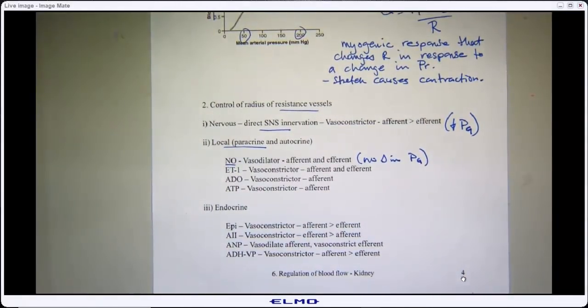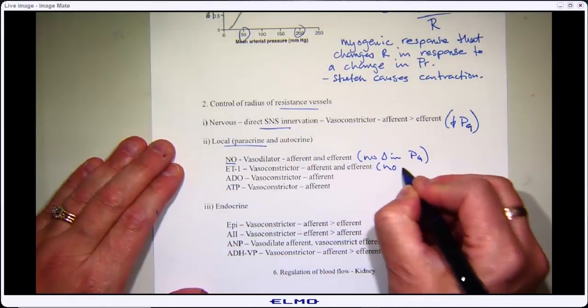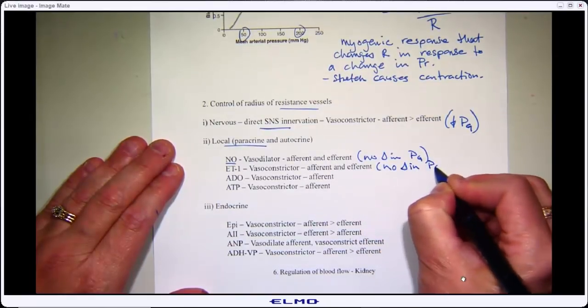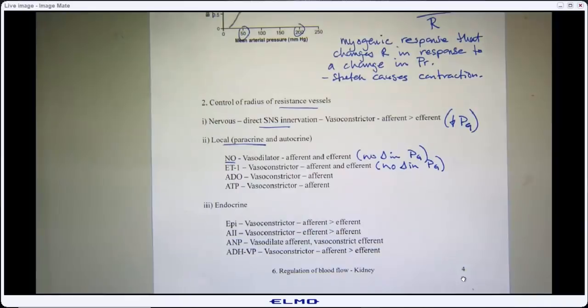Endothelin 1, vasoconstrictor of afferents and efferents. So again, this is going to result in no change in pressure in the glomerulus. So if something's going to result in no change in the pressure in the glomerulus, we're probably not going to be talking about it much more, right? Because it's not going to be a tool really that the kidney is going to use to help us with fluid flux.